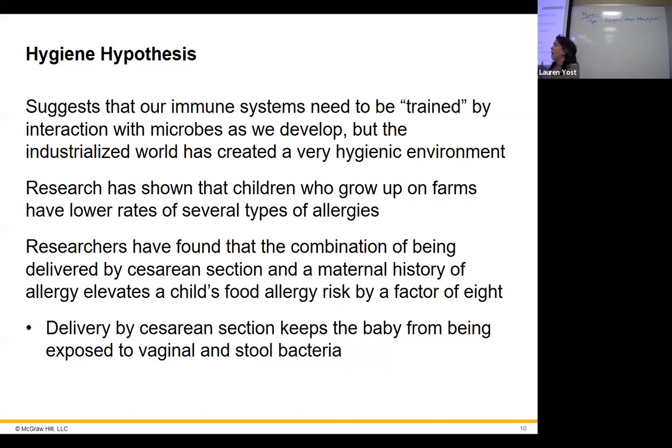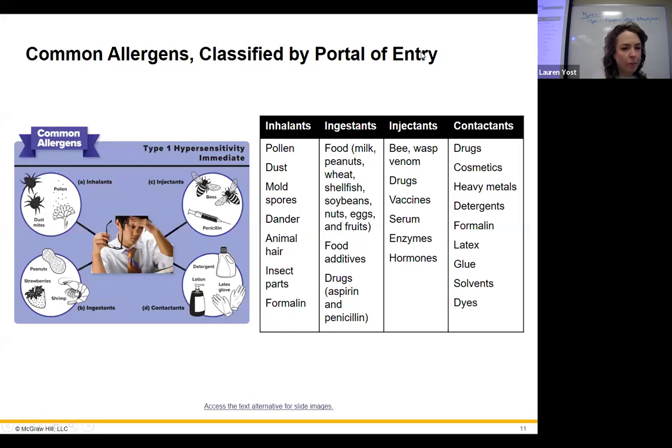So that's the idea. That's the hygiene hypothesis. The hygiene being we are overly clean and we aren't trained. Our immune system isn't trained properly because of it. It even says down at the bottom, delivery by cesarean section, by C-section, keeps the baby from being exposed to vaginal and stool bacteria associated with coming through the birth canal. So even then, you're being exposed to less bacteria. That's just one example, right from the get-go, that could be changing someone's exposure to bacteria in general and being trained on how to deal with these things on the immune level anyways. So that's the hygiene hypothesis.